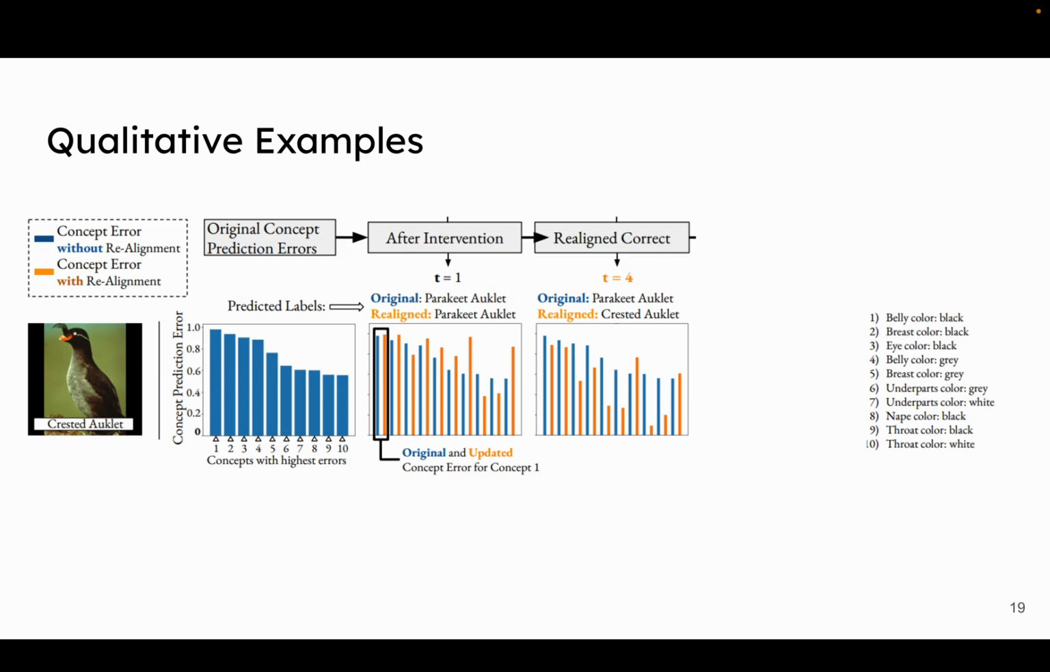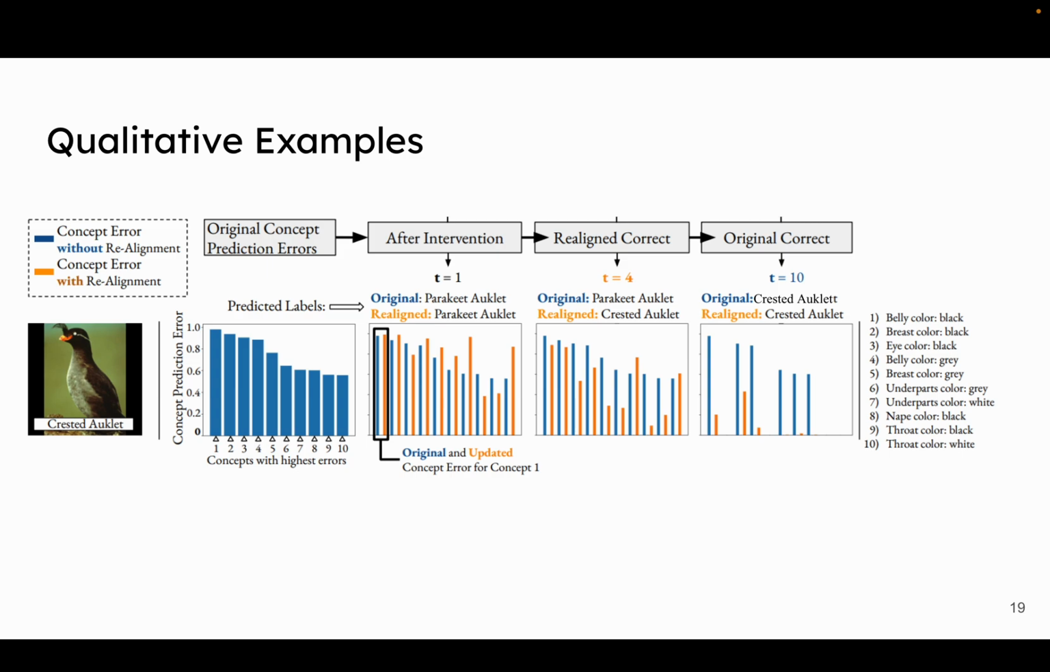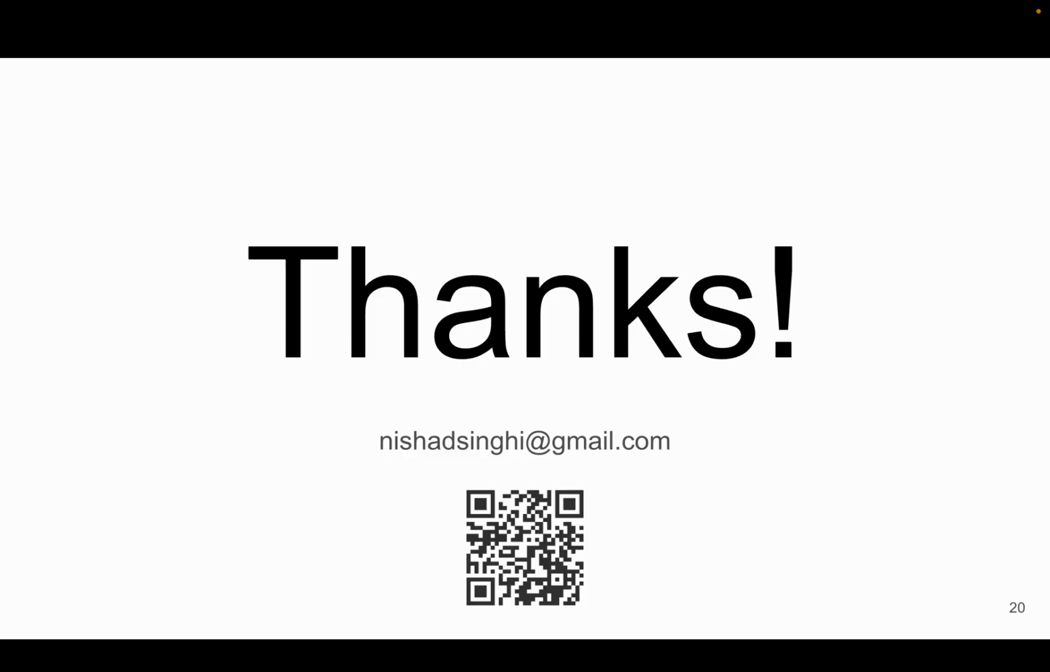After 4 interventions, you can see that the concept prediction errors of many concepts have gone down. Now, the image is already correctly classified with concept realignment, while the base model still classifies it incorrectly. It takes 10 interventions for the base model to correctly classify it, and again, the concept errors are much lower with realignment.